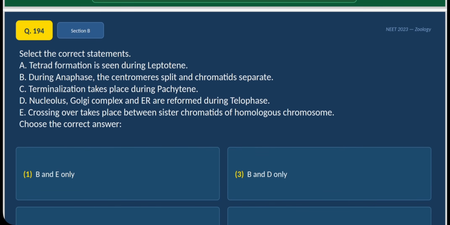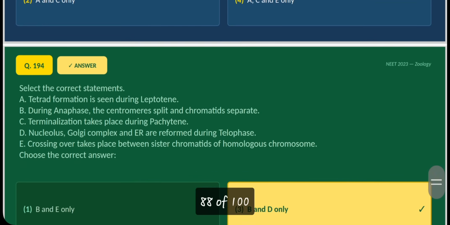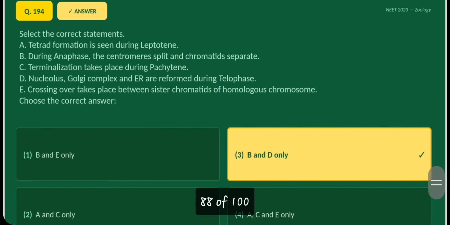Nucleolus, Golgi complex and endoplasmic reticulum are formed during telophase. That seems to be correct. B, D. Crossing over takes place between sister chromatids, it is non-sister chromatids, not sister chromatids. So only B and D are correct statements. Remaining are all incorrect statements.